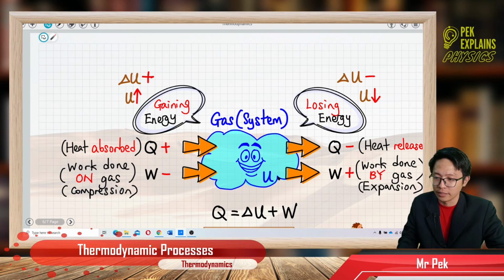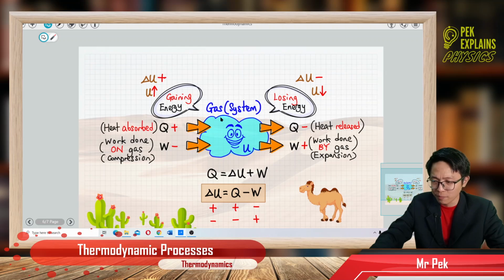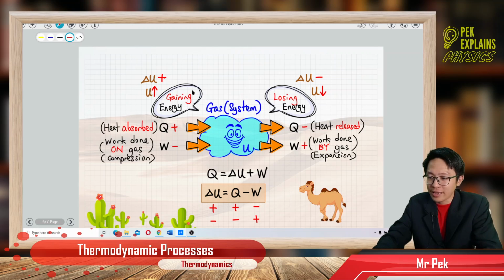Maybe I use this graph for what we have learned before, gaining energy and losing energy. So in an isothermal process, when Q is positive, when heat energy is absorbed, it doesn't stay inside the gas. The heat energy that enters is straight away used up to do the work.